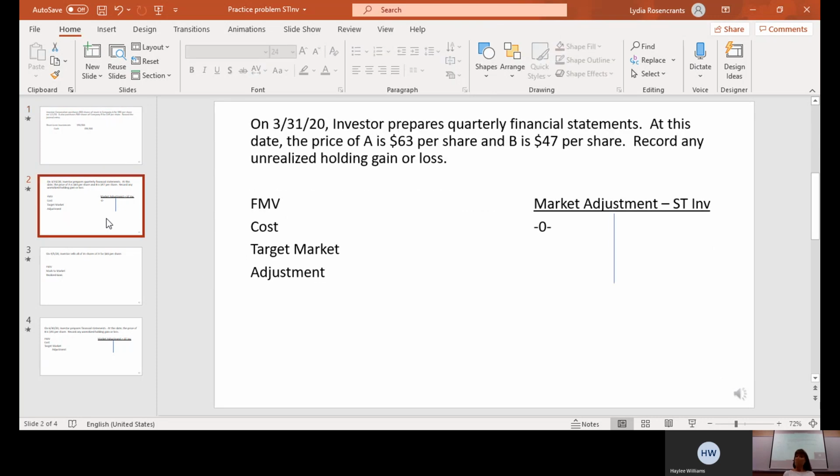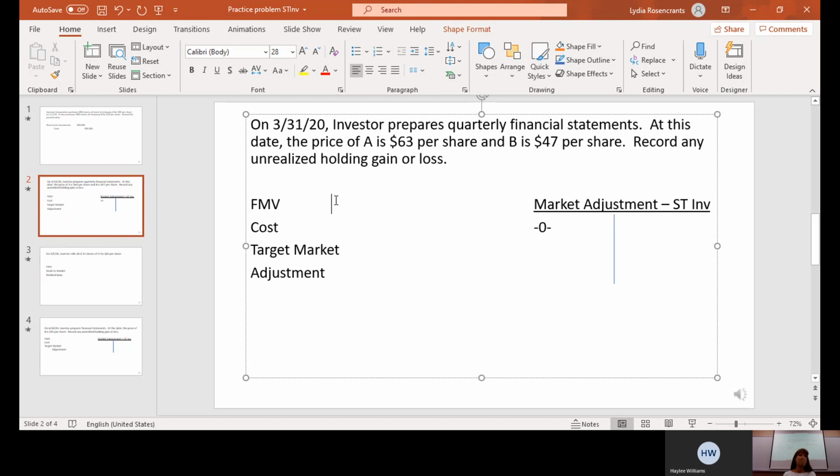All right, so now the investor is going to be preparing quarterly financial statements. And as we talked about before, they are going to have to show the short-term investments at their market value. Okay, so it's either going to be writing them up or writing them down. We don't know yet, but they're going to have to show them at what they were selling for on 3/31, because it is totally verifiable to do that. So what we do is we start out with the fair market value of those two stocks on 3/31.